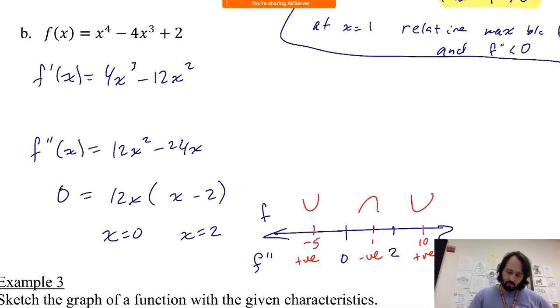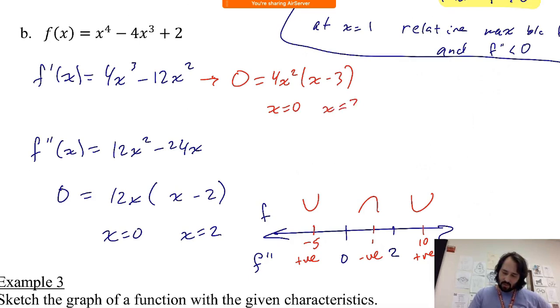So let's figure out where this thing is equal to 0. I'm going to factor out a 4x squared. So x minus 3. So x equals 0 and x equals 3. Again, since I have 0 as a critical point for my first derivative, and I have it as a point of inflection, all this is meaning is that there's a horizontal tangent there, right?